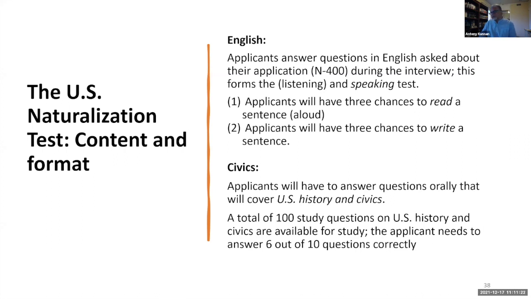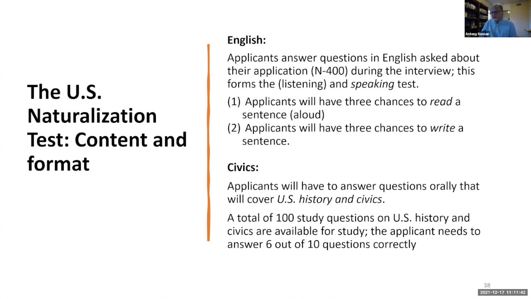So once that is over and the immigration officer is satisfied you've passed the English test, then they will move on to the civics test. But if you've not passed the English test, you will be stopped there, and they will discontinue your application and ask you to come back. So you're given another chance to pass the English test.